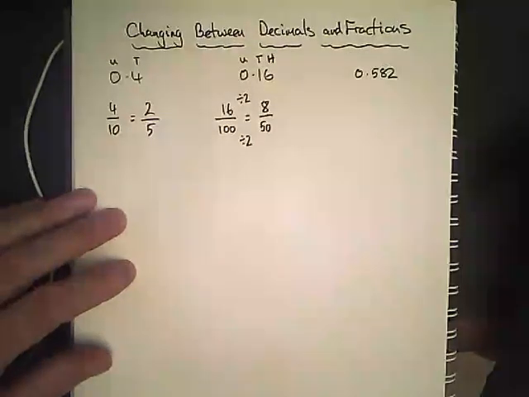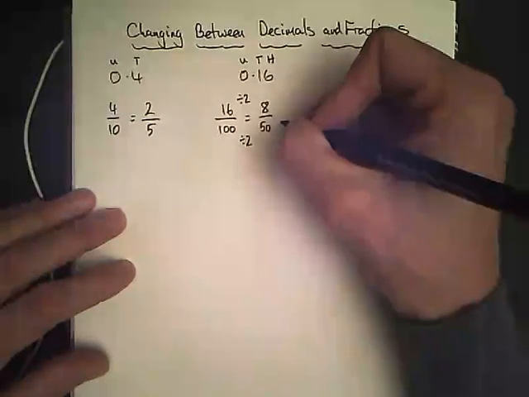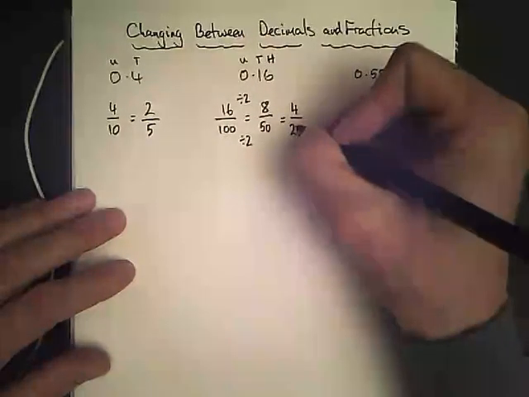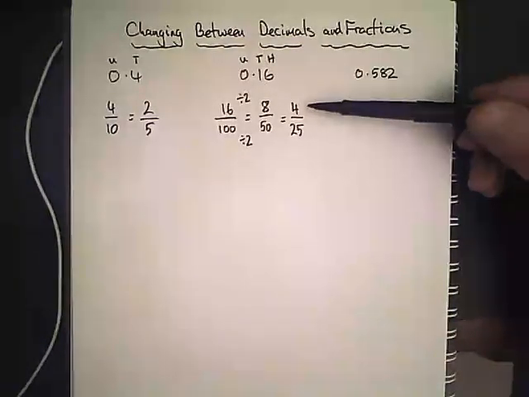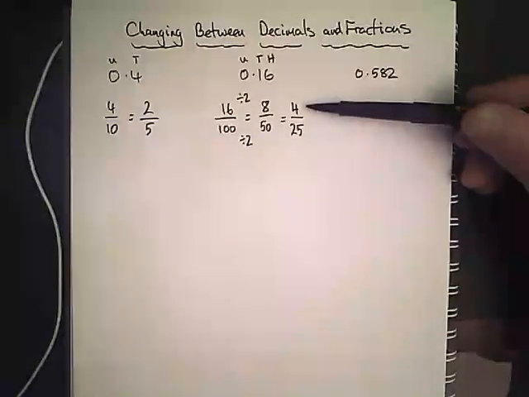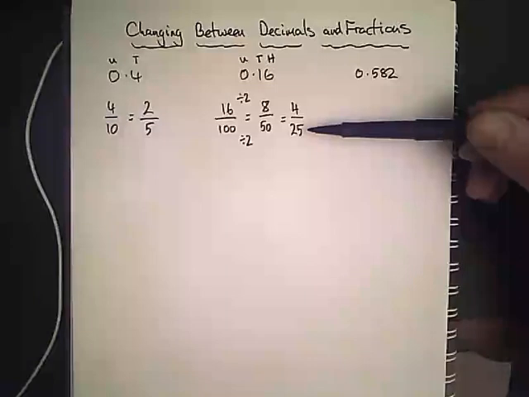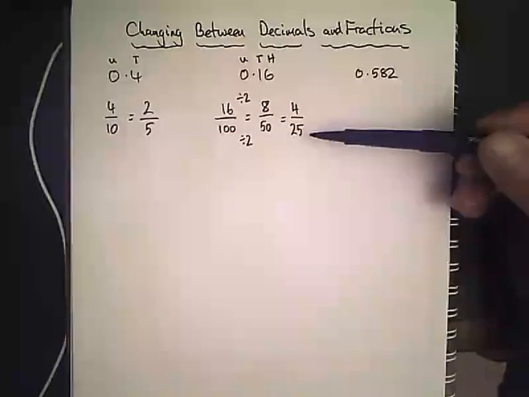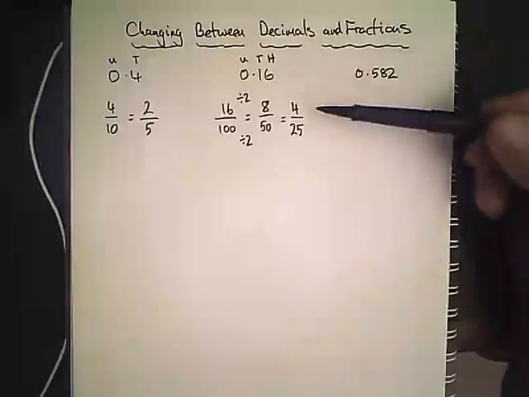Now I can do it again, actually. I can divide the top and the bottom number by 2 again. 8 divided by 2 is 4. 50 divided by 2 is 25. Now looking at that, I don't know any numbers that can divide into 4 and into 25. I can divide 4 by 2 and 4, of course, but I can't divide 25 by 2 and get a whole number. And I can't divide 25 by 4 either. It's not in the 4 times table. So I'm going to leave it as it is. That is my fraction. That is me converting 0.16 into a fraction.